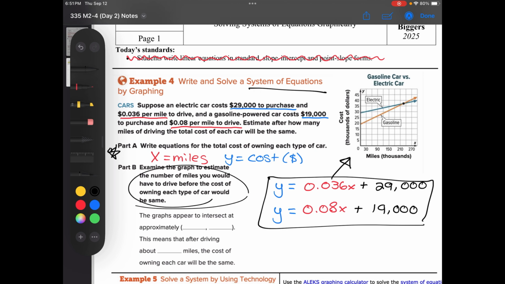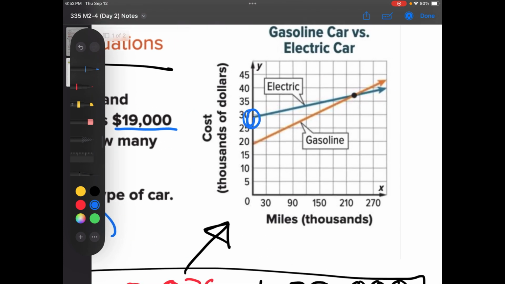Part B, we want to examine the graph to estimate the number of miles you would have to drive before the cost of owning each type of car would be the same. At first, the electric car costs a little bit more. This is in thousands of dollars, so right off the bat, the electric car is more and the gas car is less. But as the miles you drive increase, we're getting closer to the cost of the electric car.